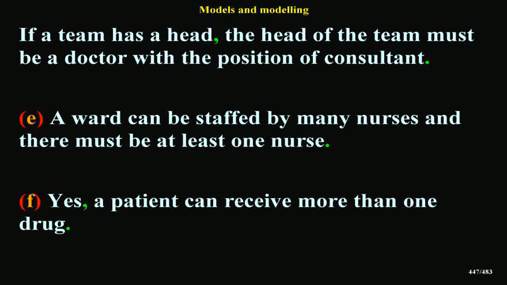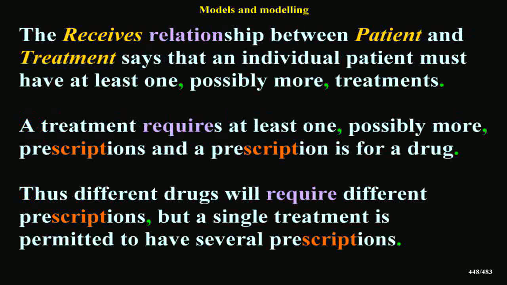F. Yes, a patient can receive more than one drug. The receives relationship between patient and treatment says that an individual patient must have at least one, possibly more, treatments. A treatment requires at least one, possibly more, prescriptions and the prescription is for a drug. Thus different drugs will require different prescriptions, but a single treatment is permitted to have several prescriptions.